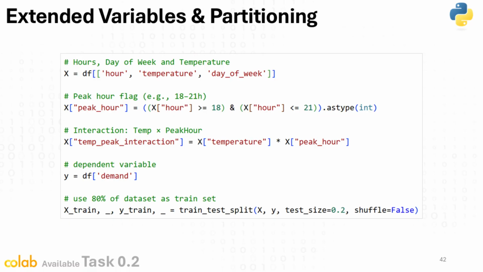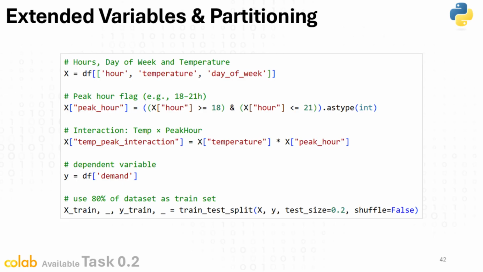We take this a step further by creating an interaction variable, temp_peak_interaction. By multiplying temperature by our peak hour flag, we allow the model to learn if the impact of temperature changes specifically during those high-demand evening hours. This kind of domain-specific feature engineering is what transforms a generic regression into a powerful predictive tool for energy.